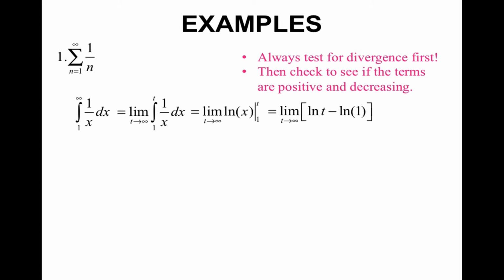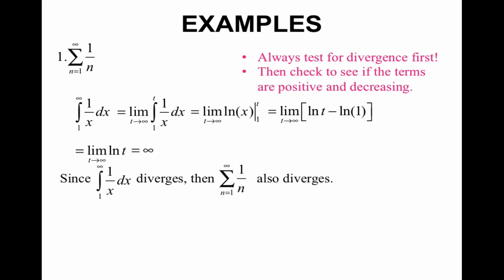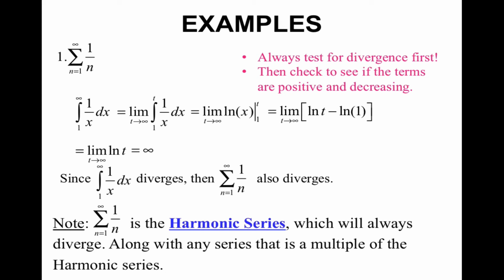So when I do that, I get the natural log of t minus the natural log of 1. And the natural log of 1 is just 0. So I am just going to take the limit as t approaches infinity of the natural log of t. And as we look at the graph of the natural log of t, as t is getting infinitely large, so is the natural log. So therefore, this integral diverges. So since the integral diverges, then we can also say the series diverges. And since we know that this is the harmonic series, it will always diverge along with any series that is a multiple of the harmonic series.